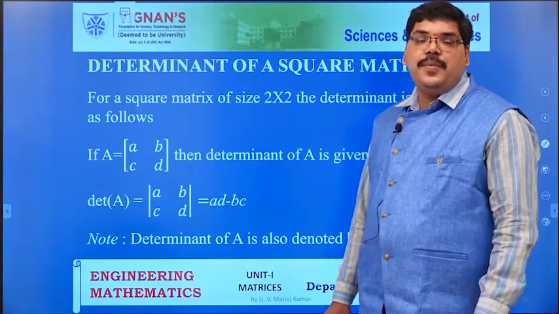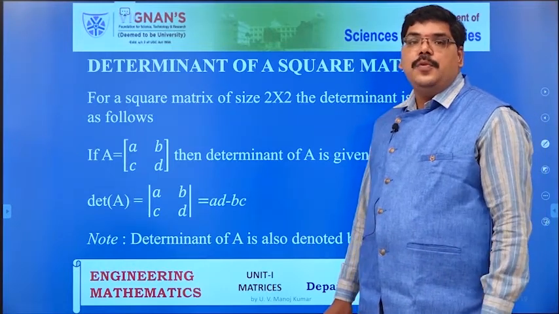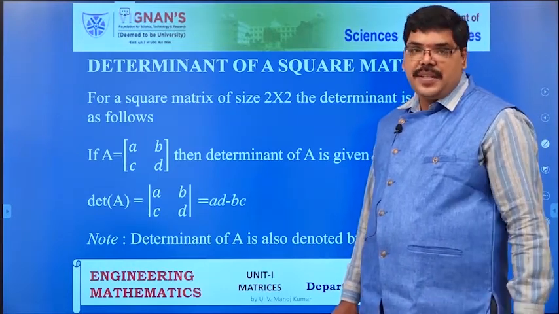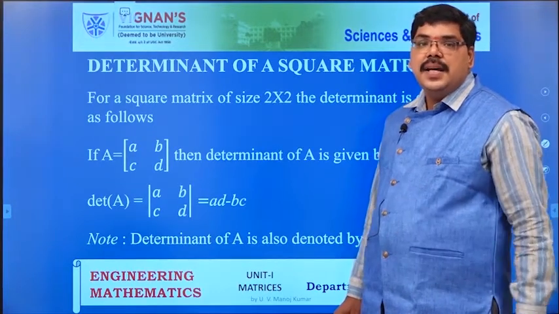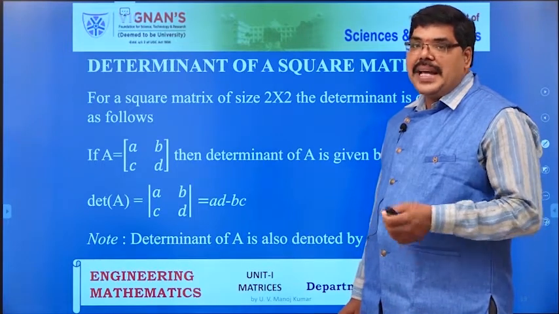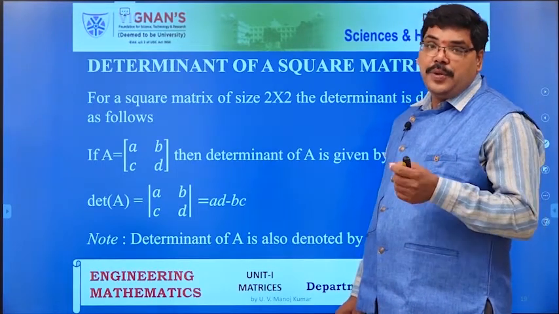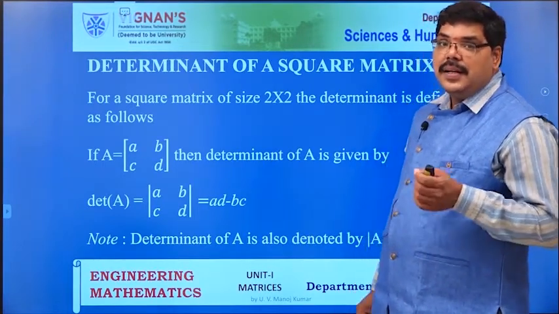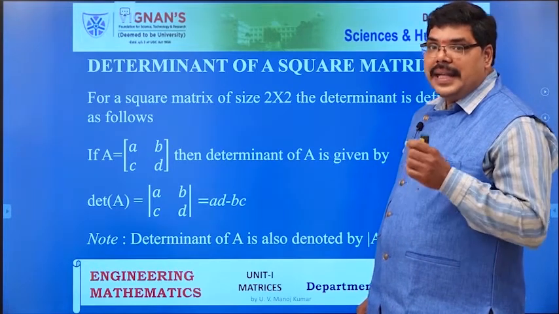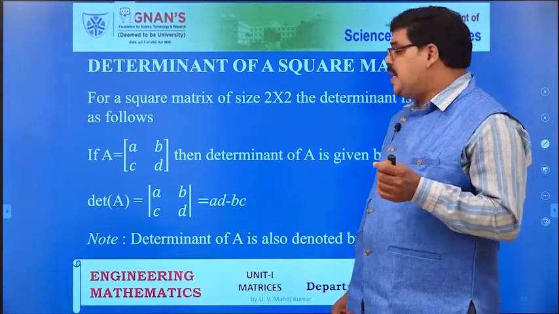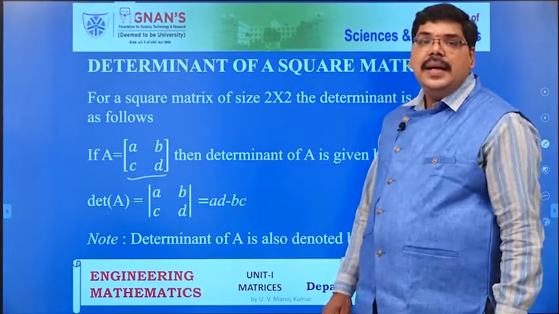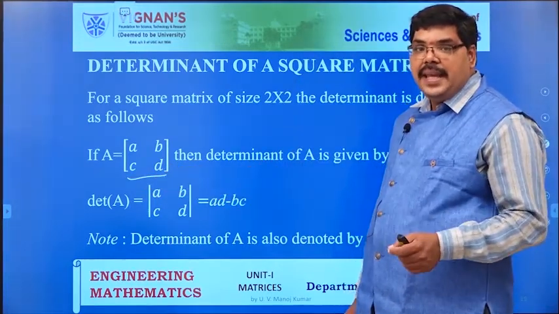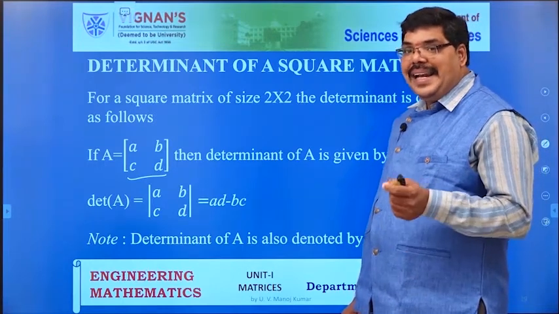Now we are discussing an important topic, which is the determinant of a matrix. A determinant exists only for square matrices, and it can be defined as follows. If you have a 2 by 2 square matrix with elements a, b, c, d, then the determinant of the matrix A is ad minus bc.